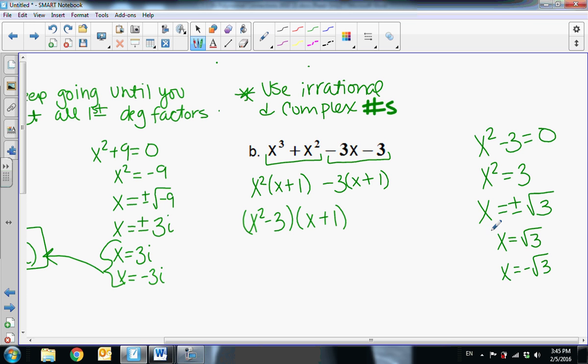Okay, so like we did in the last one, we're going to take that and write all 3 factors. So what's one we could write? x plus 1. What's another? x plus the square root of 3 and x minus the square root of 3.